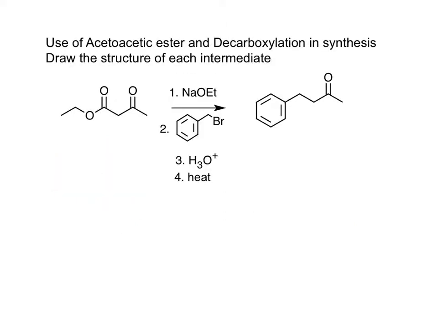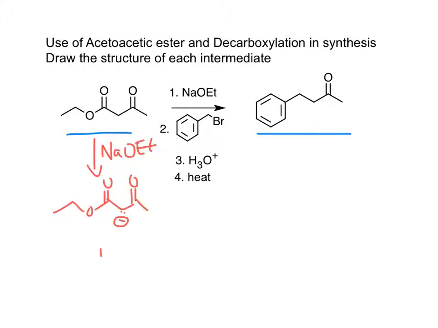So let's use the acetoacetic ester to make a carbon-carbon bond and a decarboxylation reaction to break a carbon-carbon bond to convert this compound to this product. So stop the video and draw the structure of the intermediates going from the reactant to the product. In the first step, sodium methoxide is a strong base, and that makes the ester enolate ion. The ester enolate ion is a nucleophile, so this can react at the electrophilic alpha carbon in this compound.